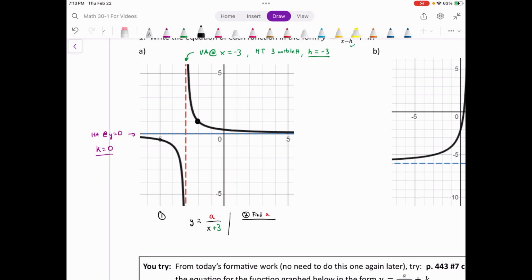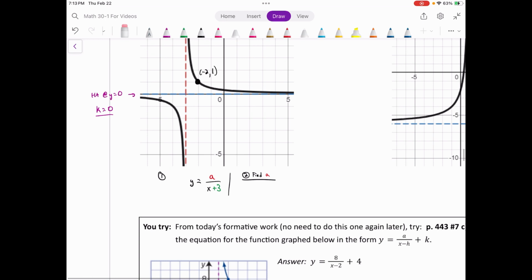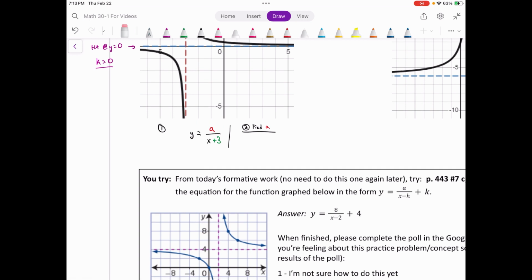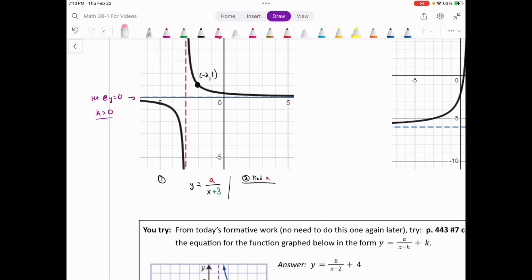So that's at -2, 1. Could have also used this one. That one's pretty good. It's at -4, -1. I'm going to choose to use -2, 1. It's just the one that jumped out to me first. So I'll use -2, 1. So we're going to get that when y is 1, we've got some a value over when x is -2 plus 3.